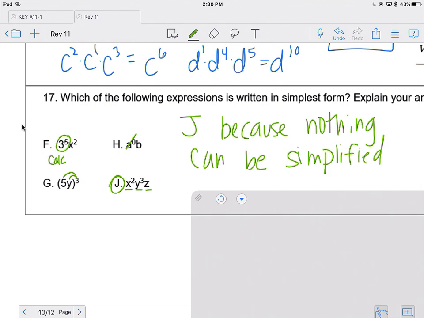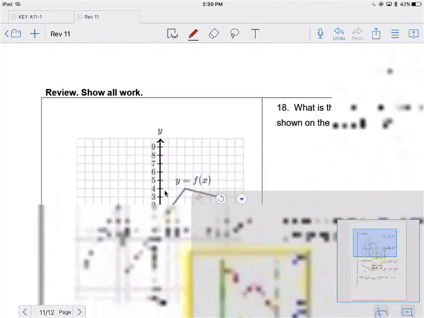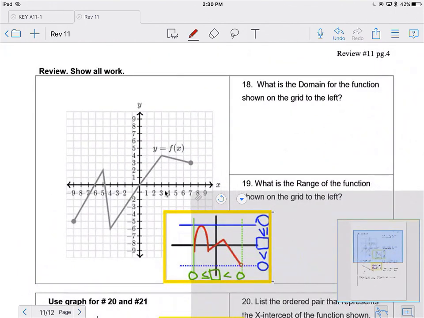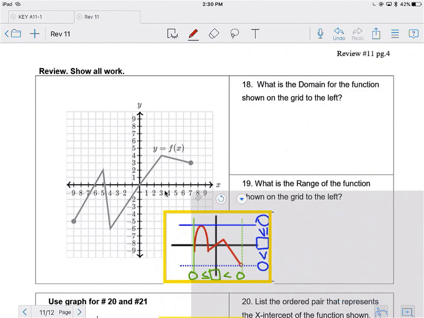Again, on F, 3 to the 5th, we can simplify in the calculator. Anything to the 0 can be simplified. Anytime you have parentheses, you're definitely not simplified. So J is my most simplified answer because there's nothing else I can do or need to do. These problems are review.